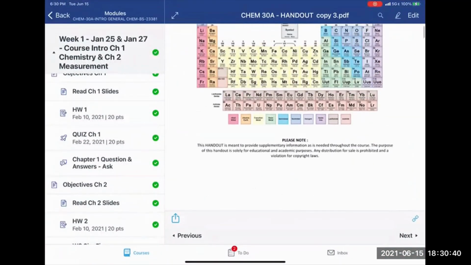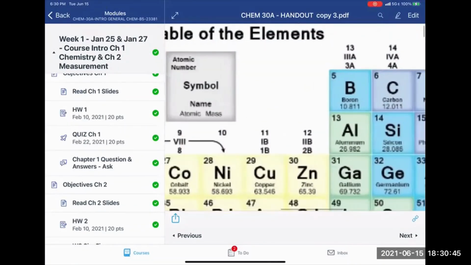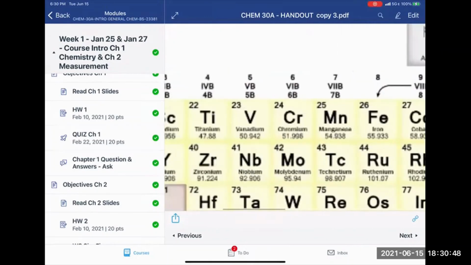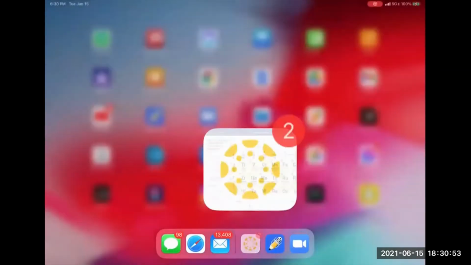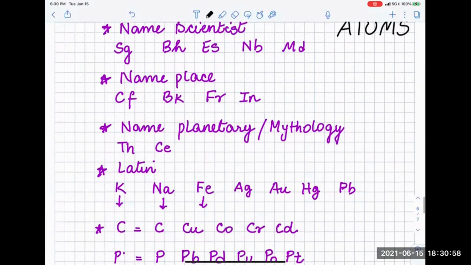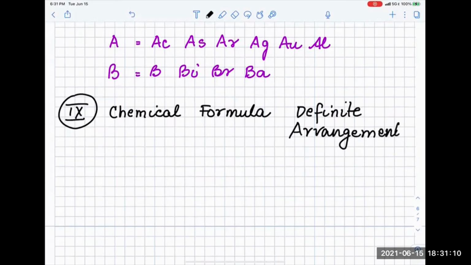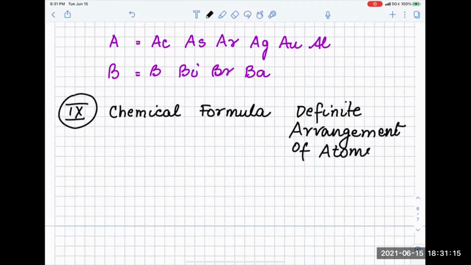this is your periodic table. In this periodic table, these symbols, these are all atoms. Information about the atoms: symbols, names, and then we'll talk about more. But when we write the formula, what do we do? We put the arrangement of the atoms. So a very definite arrangement of atoms. Definite arrangement of atoms. And what is that?